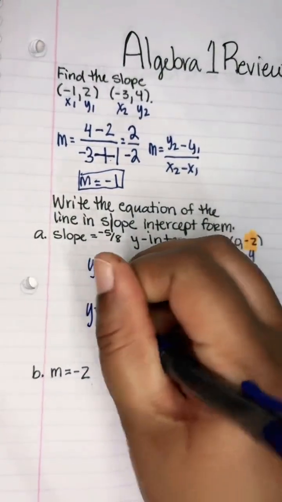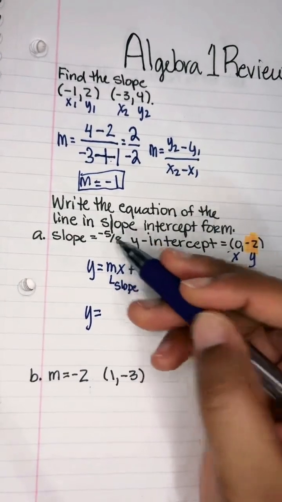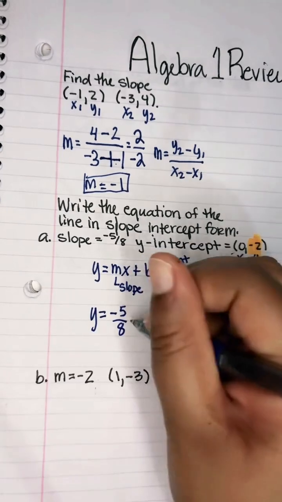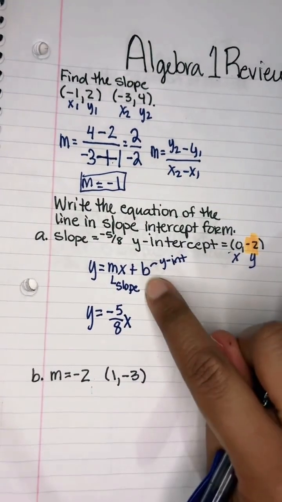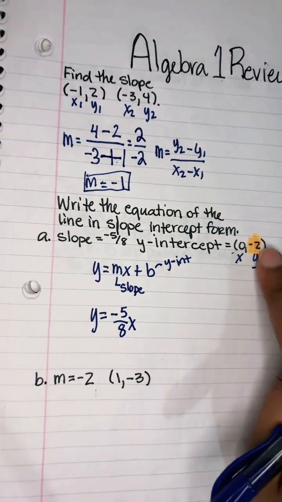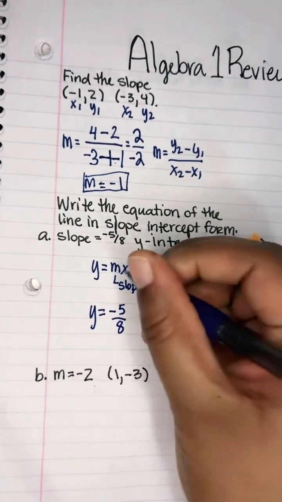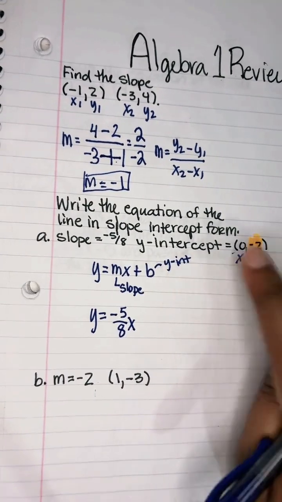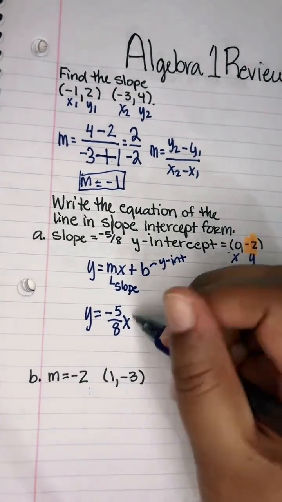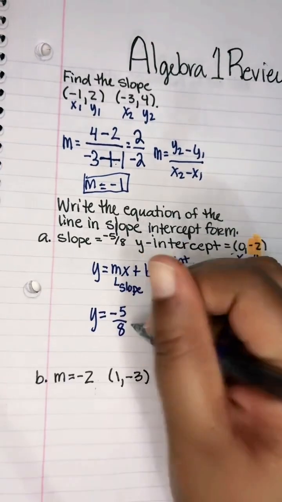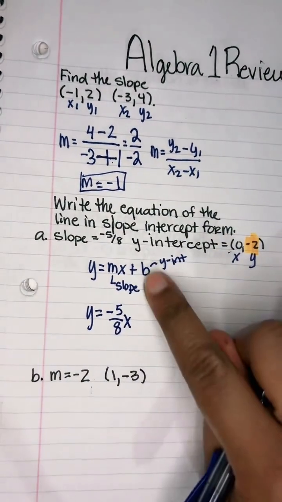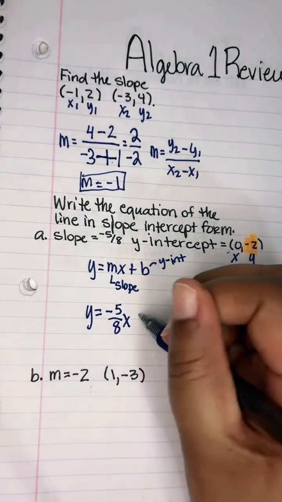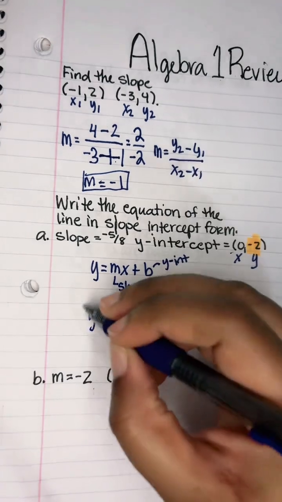So we could say y equals our slope, which is -5/8. We always attach the x to the slope, and then our b, which is called our y-intercept, is going to be -2.